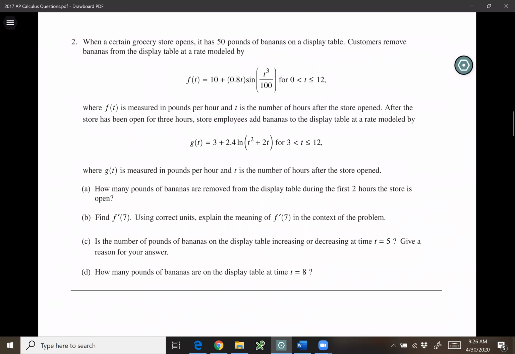All right. B, how many pans of bananas are removed should be obvious. F prime of 7 should be obvious. Is the number of bananas increasing or decreasing? You're just going to look at the total rate, and is that positive or negative? So right, the total rate is just the rate in minus the rate out. And D, how many pounds? That should be like our general formula. This question was actually very easy.